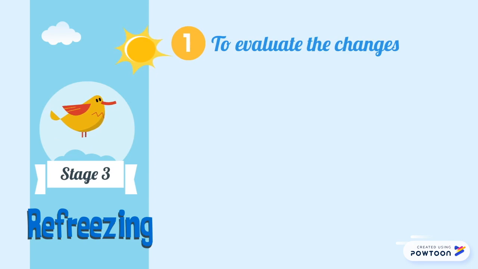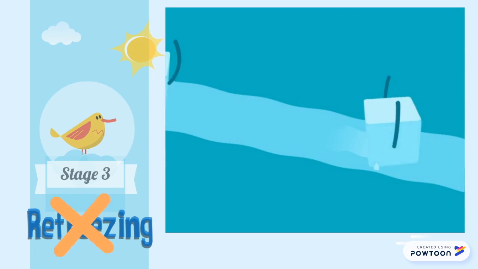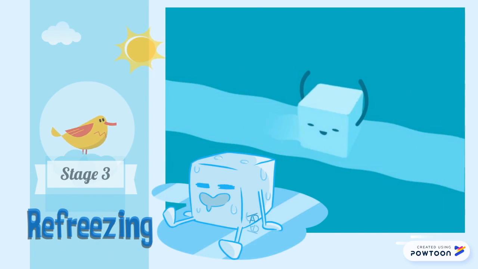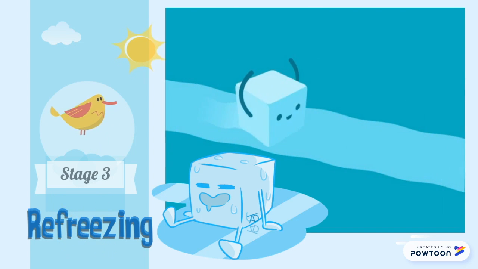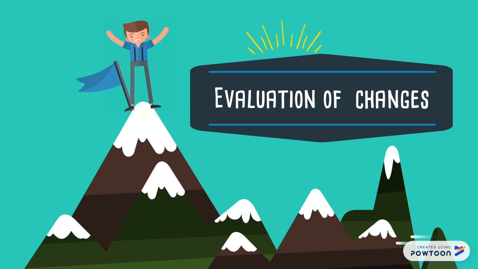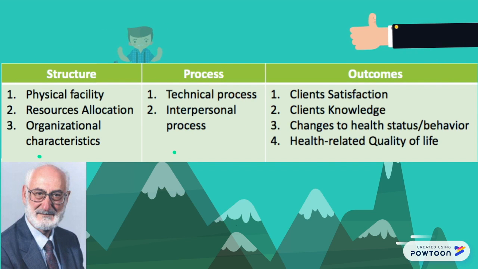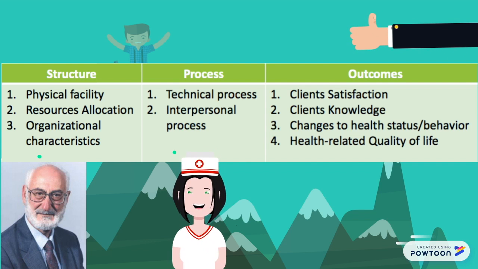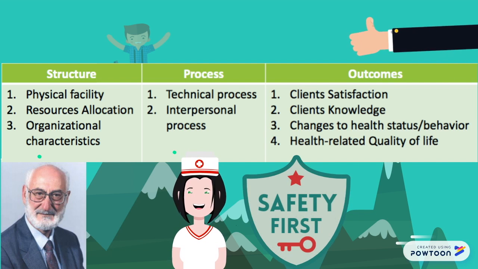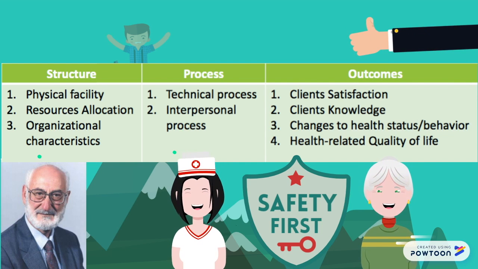Refreezing is the third stage. It is to ensure the changes are incorporated into everyday practice. It is highly likely that the change will be short-lived and the employees will revert to their old behavior if this step is not taken. Evaluation of changes can be done by looking at the outcomes. If the changes in structure and process are effective, the outcomes would be improved. Error would be prevented and mitigated, hence reducing risks and ensuring safety. Client satisfaction and health-related quality of life may be improved as a result.